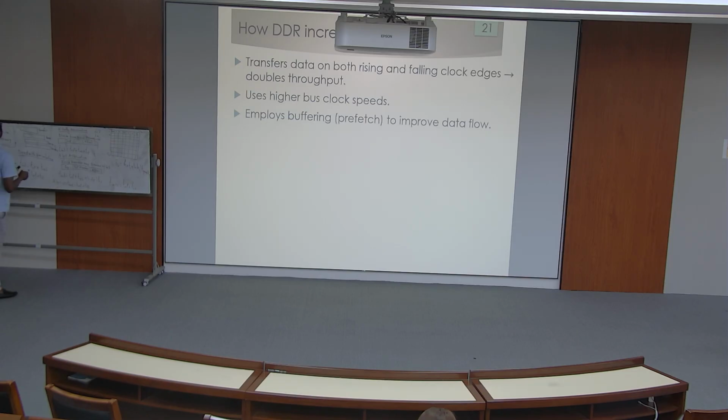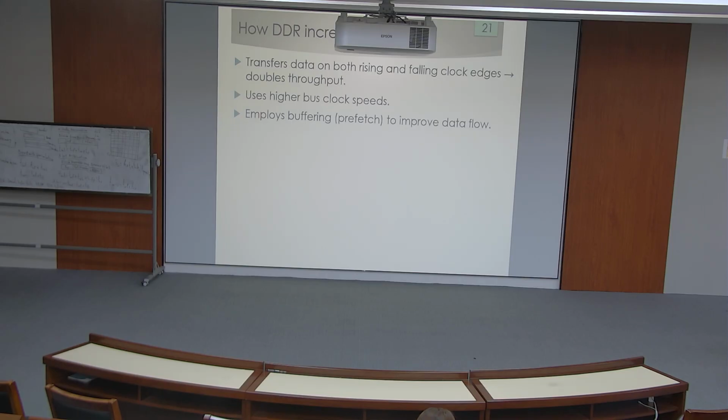Normally, DDR stands for double data rate DRAM. So data transfer needs to be done on both the rising and falling clock edge. That doubles the throughput.